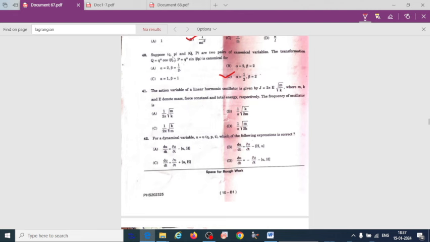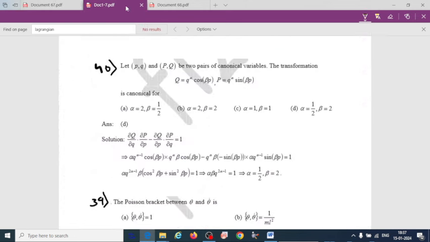The first question here is: suppose q comma p, small q comma p and capital Q comma P are two pairs of canonical variables. The transformation capital Q equal to q to the power alpha cos beta p, capital P equal to q to the power alpha sin beta p is canonical for. Here they have given four options. The option D is correct. How it is correct, I want to discuss with you the answer here.